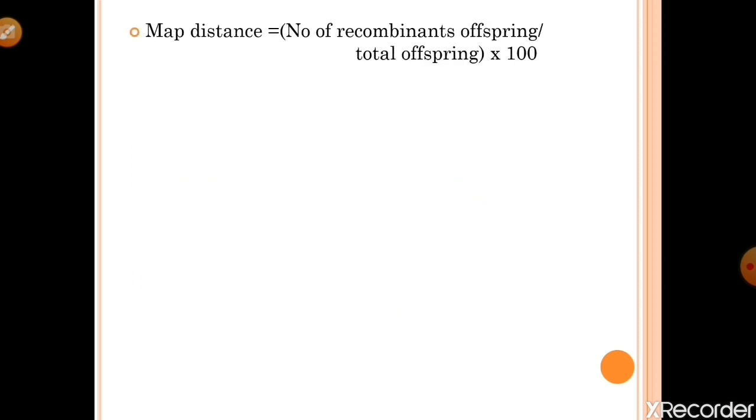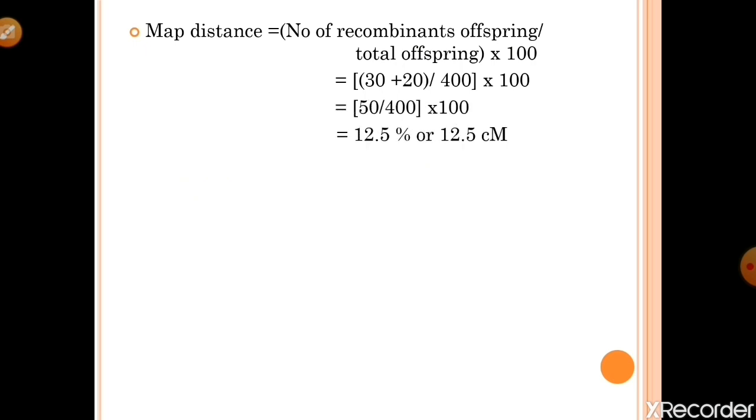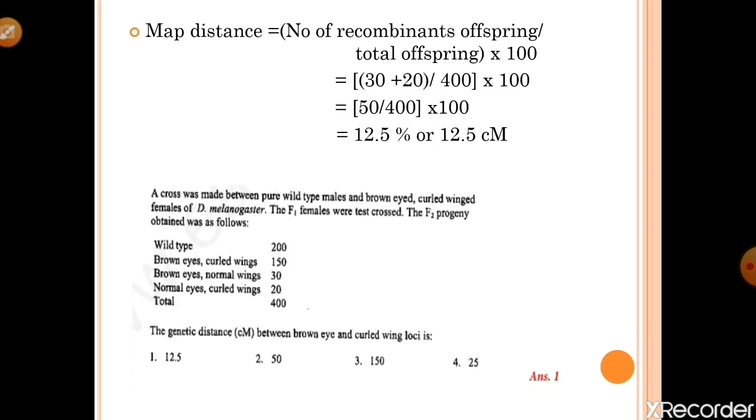Now the map distance between the gene A and B is equal to number of recombinant offspring divided by total number of offspring into 100. So here the number of offspring are 30 plus 20 divided by 400 into 100, that is 12.5. So the map distance between the brown eye and curl wing is 12.5% or 12.5 centimorgan. So the answer is 1.